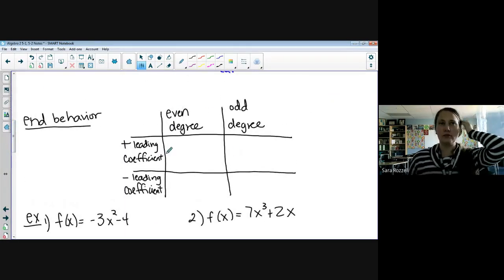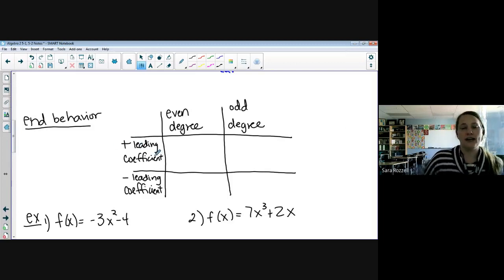chart here. Every graph that I drew in those pictures of those graphs have a positive leading coefficient. So we're going to do that first, and then we'll talk about what happens if we have a negative. Okay, so if we had even degree, and these, the ones we just did, were positive, both of our arrows are going up, right? An odd degree, the first arrow was down and the second arrow was up.